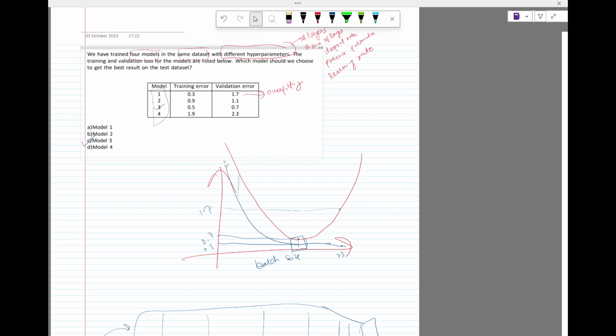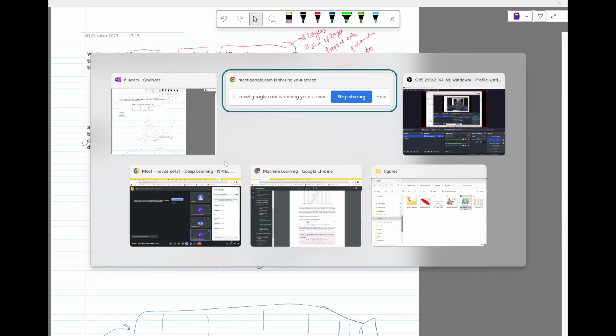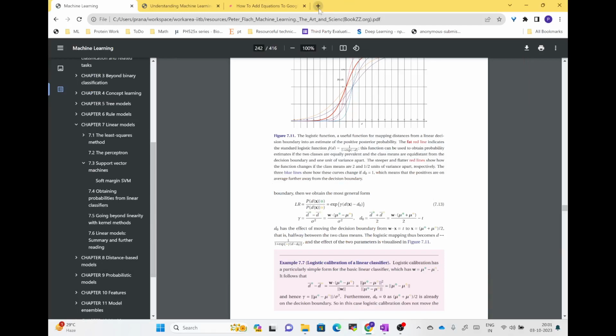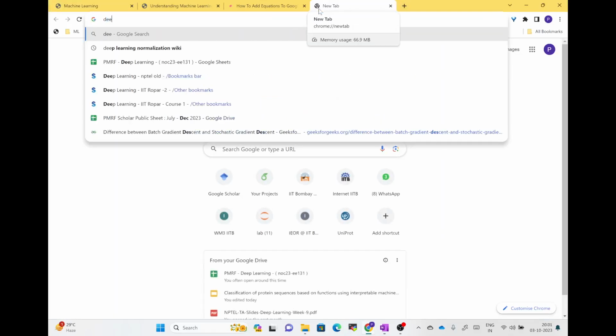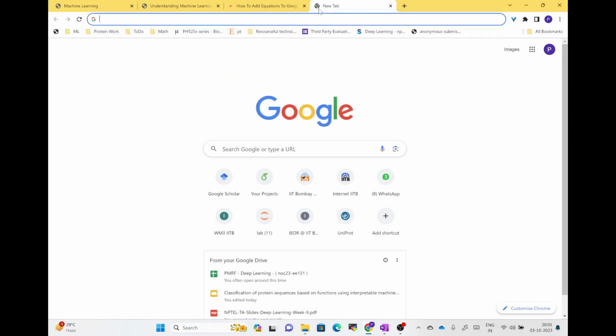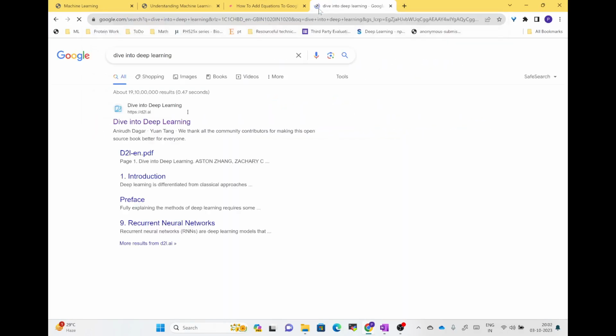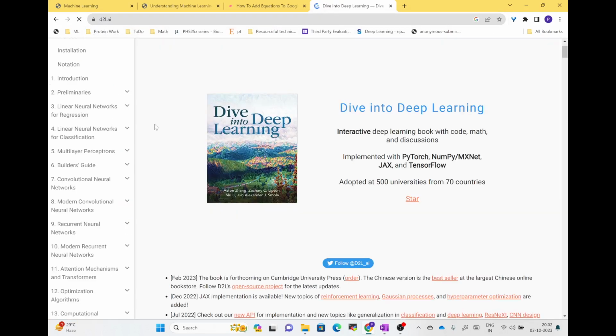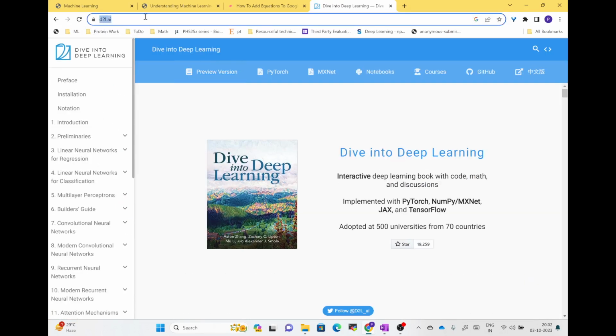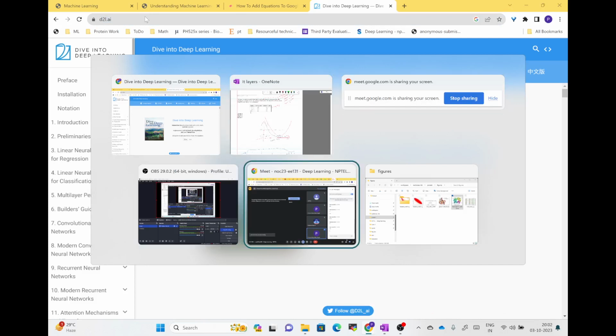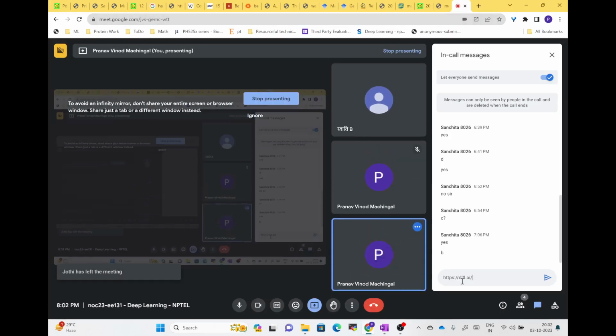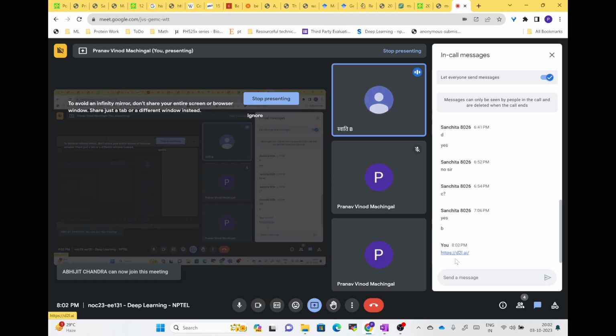But I can recommend one website which you can use if you want to learn coding. It is called Dive into Deep Learning. It is a free website. I'll just post it in the chat. You can refer to this website if you're familiar with Python, and learn to code.